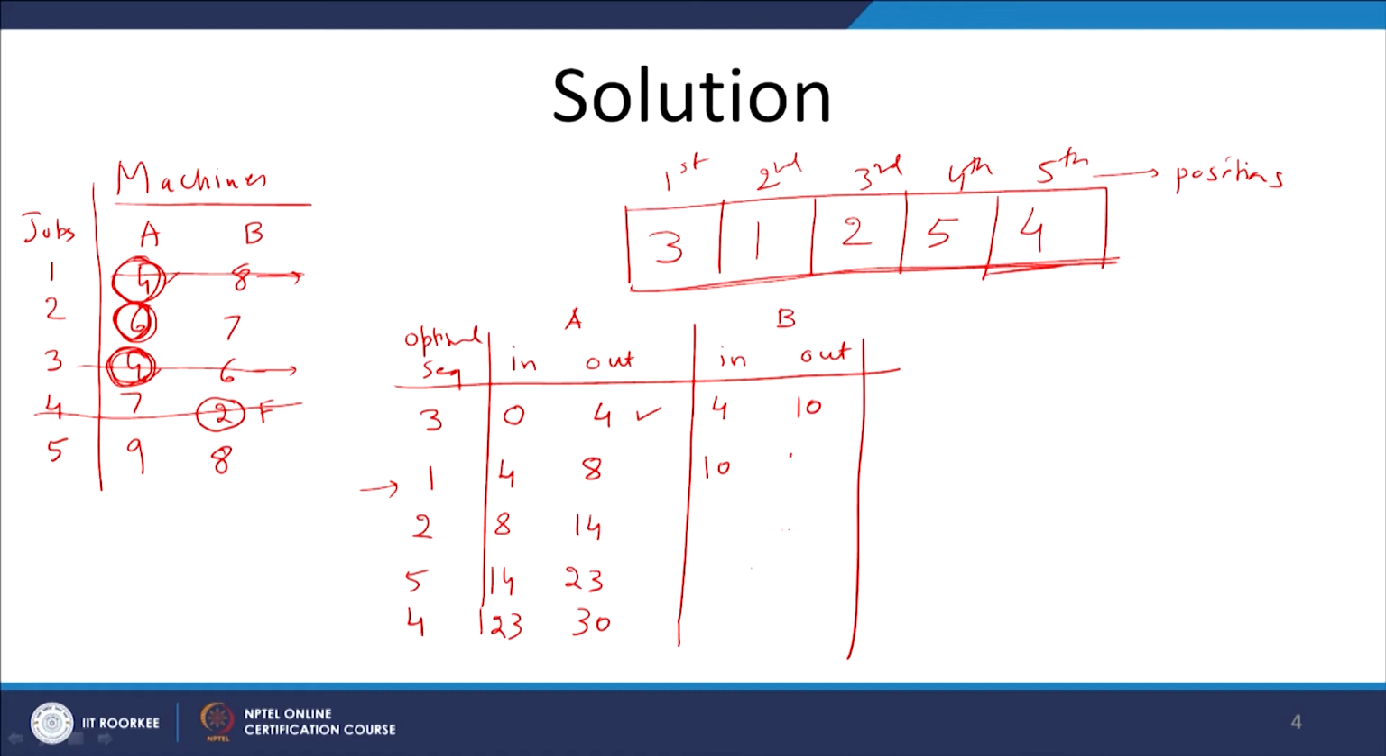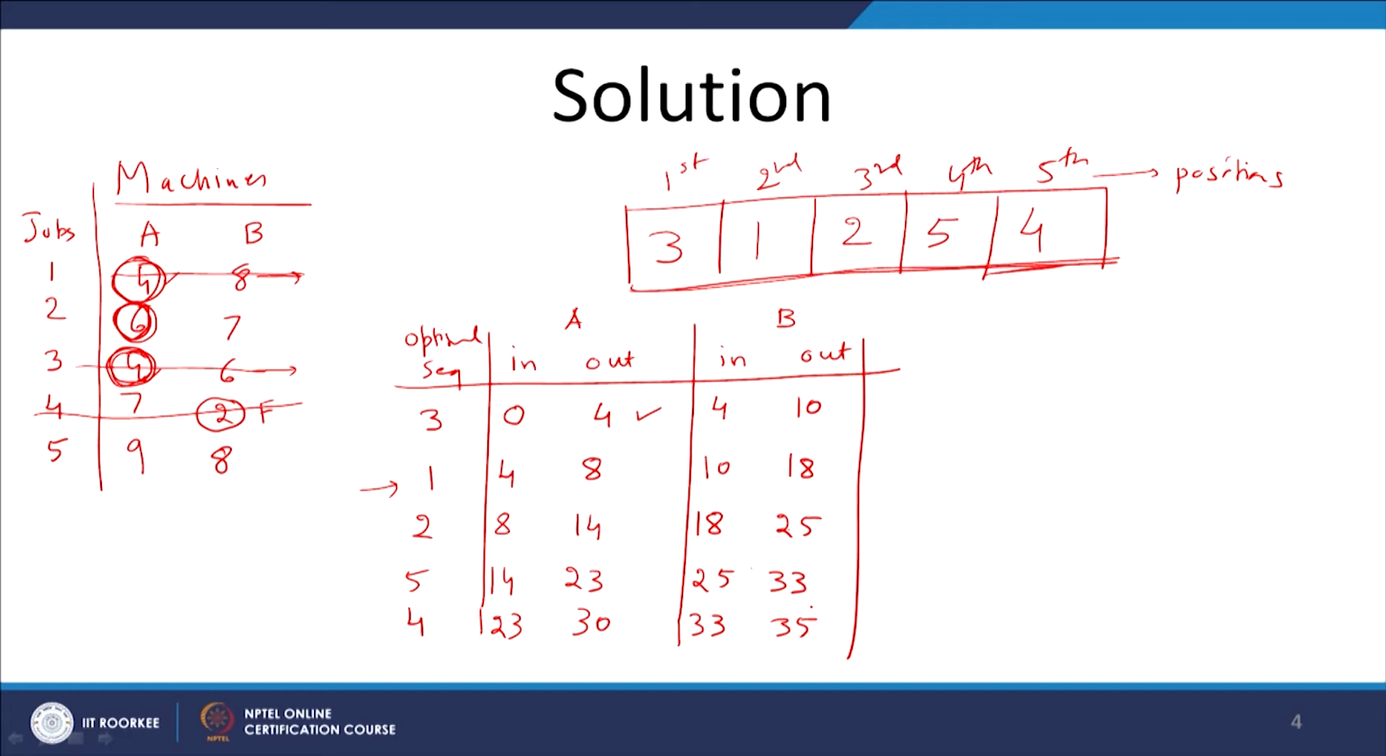and so the time in on the machine B is 10 for the job number 1, and time out is 18, and then for job number 2 time in is 18 and time out is 25, and again for the job number 5 time in is 25 and time out is 33, and like this for the last job, that is job 4, time in is 33 and time out is 35.